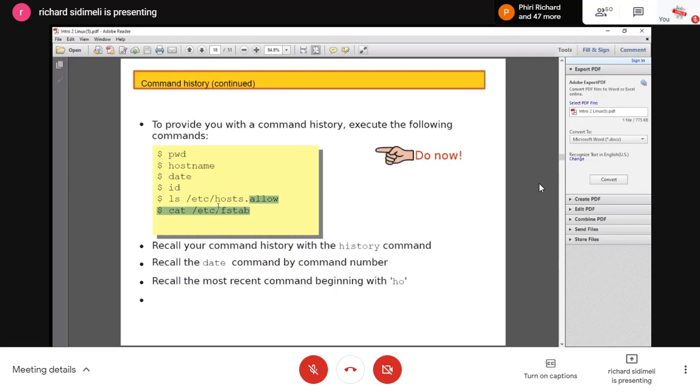The other commands that you can look at is the ls with a target. You can also have a cat. Cat is a command, and you can have a target for that cat. And these are the environment.